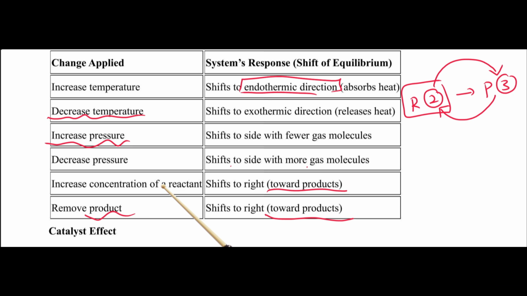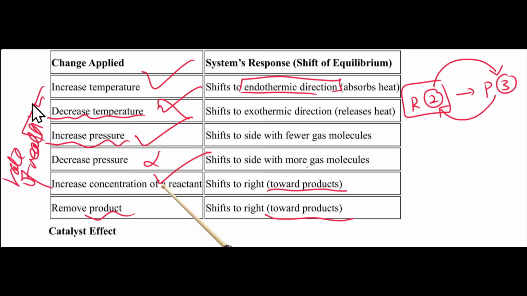Another thing you have to remember: we know that catalysts increase the rate of reaction, and these factors, increasing temperature, increasing pressure, increasing concentration, also increase the rate of reaction, right? But they can also increase the yield depending on the situation, right? They can also shift the equilibrium.